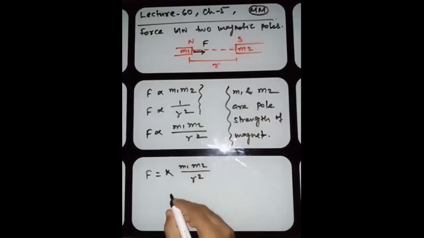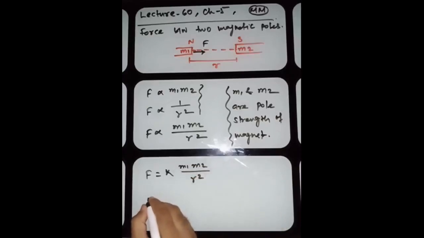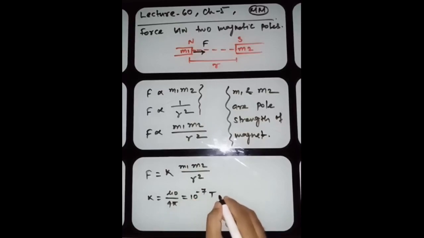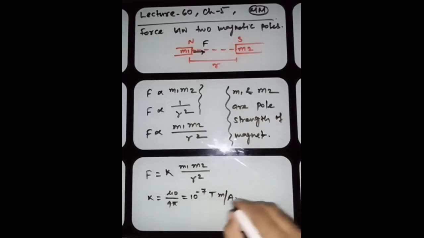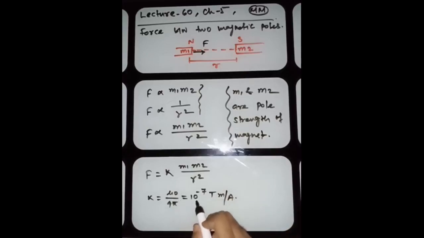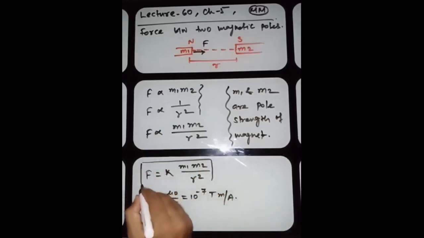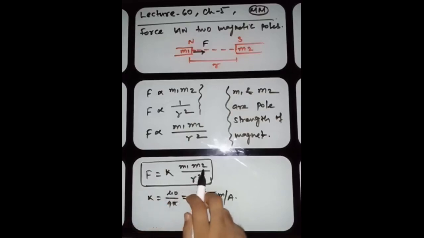Now the value of this K, the magnetic constant, is mu naught by 4 pi, and its numerical value is 10 to the power minus 7 Tesla meter per ampere. Mu naught by 4 pi is equivalent to 10 to the power minus 7. So F equals K M1 M2 by R square, and M1 M2, remember, are not the mass; they are the pole strengths of the two magnets.